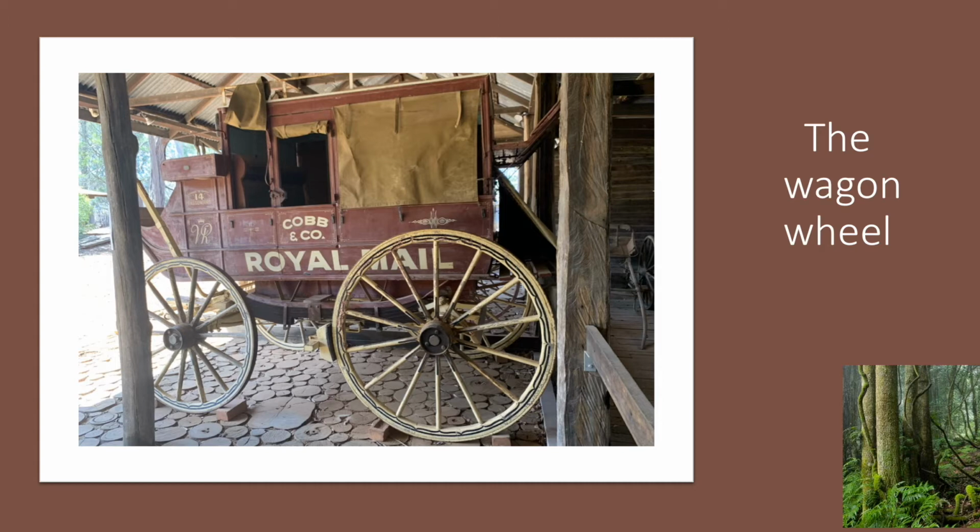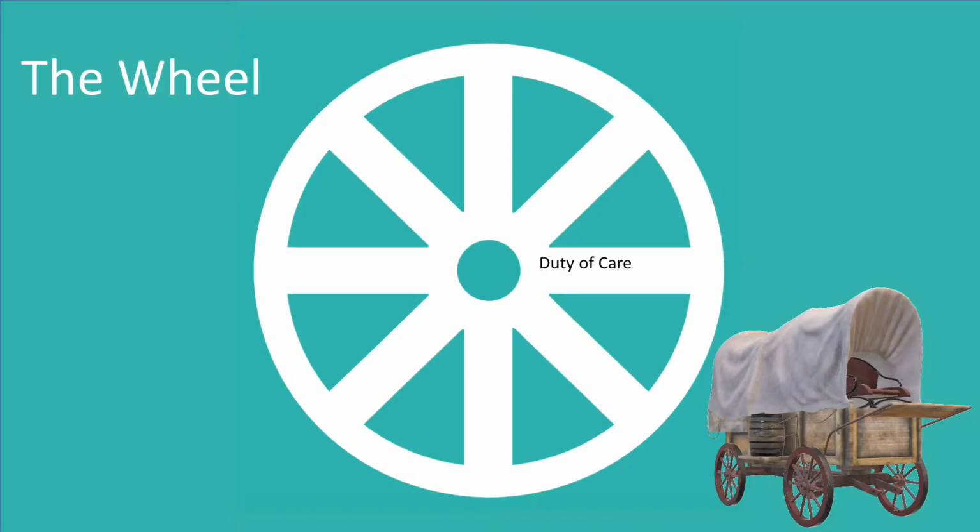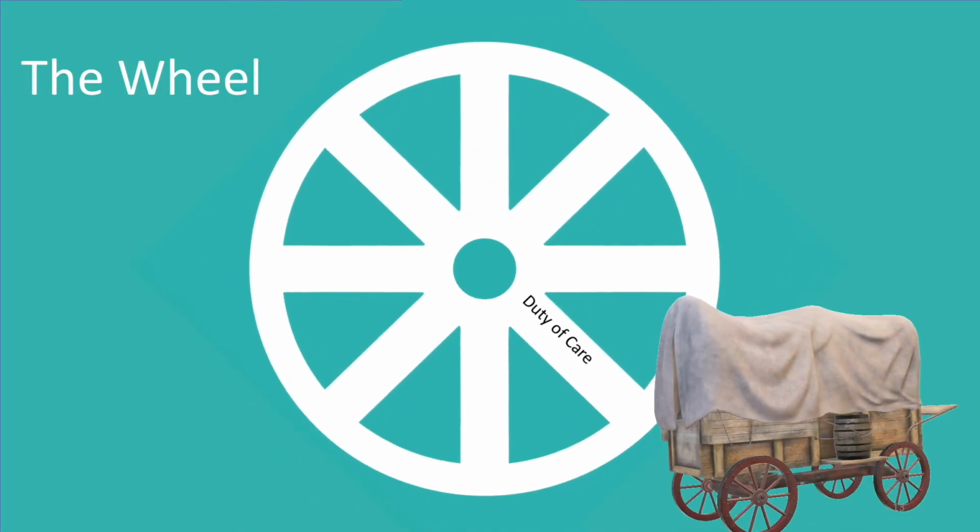Imagine what would happen if a few of the spokes were missing. Not good, right? The wagon would collapse. So we need all the spokes of the wheel intact for the wagon to move forward nicely. And in the same way, we need our duty of care in place. And next, we're going to look at rights and responsibilities in a little bit more detail.